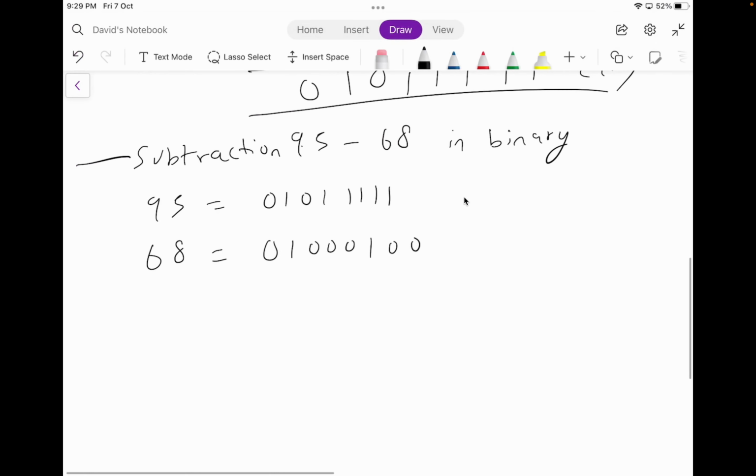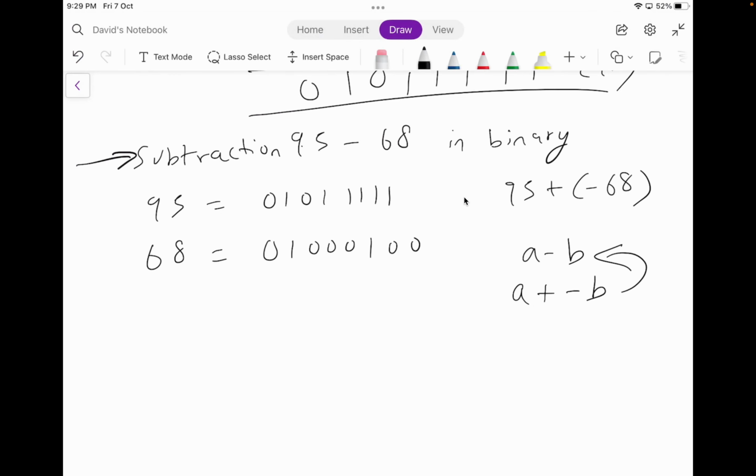Now, since this is a subtraction question, what we have to understand is that there can be an equivalency: if we do 95 plus minus 68, it's equivalent to 95 minus 68. This is like an algebra concept in mathematics where A minus B also means the same thing as A plus minus B. So that's why we're going to apply 2's complement on 68 itself.